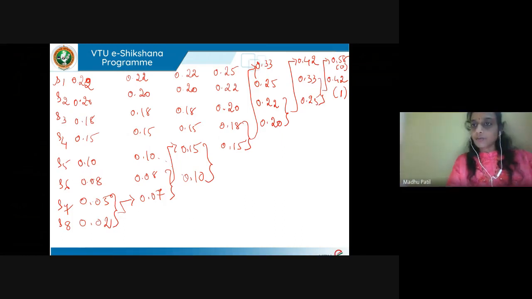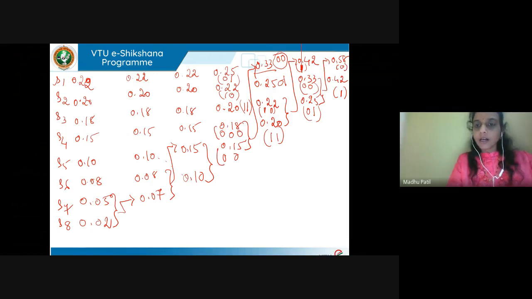So I get 000 and 001. Again, for 0.42, 1 is the code. Next, 0.33 is 00, 0.25 is 01. What about 0.22 and 0.20? They form a symbol 0.42 with 1 as the code. So this should be 1011: this 1 is the code word 1, followed by first symbol 0, next symbol 1. Next, 0.25 is 01, 0.22 is 10, 0.20 is 11, I write as it is. 0.18 and 0.15 form the symbol 0.33, whose code is 00. So I write 00, 00 as it is, and then 0 and 1.